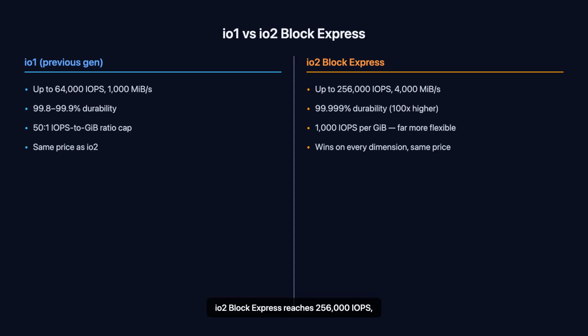IO2 Block Express reaches 256,000 IOPS, offers 5 nines of durability, 100 times higher, and allows 1,000 IOPS per gigabyte, far more flexible. And the two cost the same. So for any new provisioned IOPS workload, IO2 beats IO1 on every single dimension. If both appear as options, IO2 is correct.